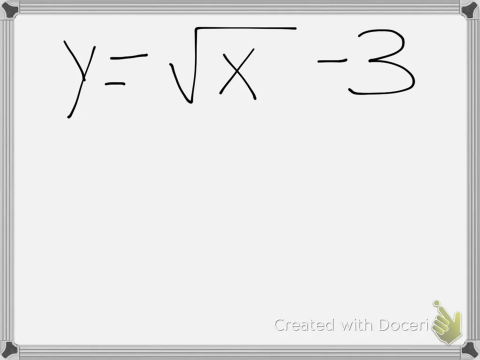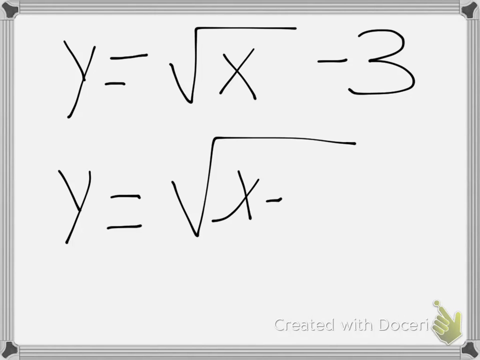The two functions that I'll be working with today are y equals the square root of x minus 3, with the minus 3 being outside of the square root sign, and y equals the square root of x minus 3, with the minus 3 being inside of the square root sign. Although these functions look very similar, when we graph them they are going to look slightly different, and this is due to the parameters. So let's learn a little bit more about parameters.